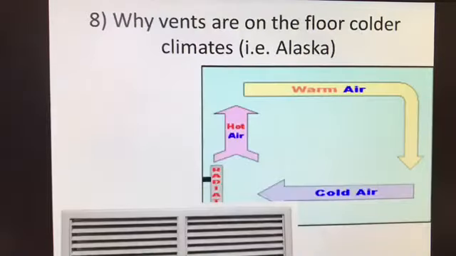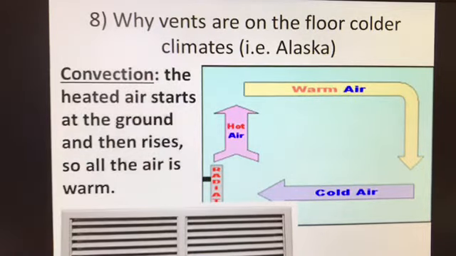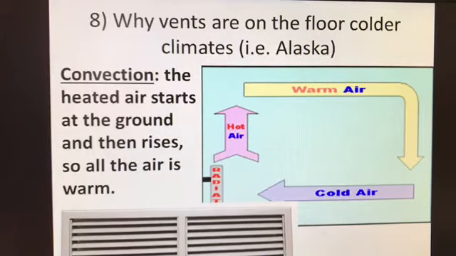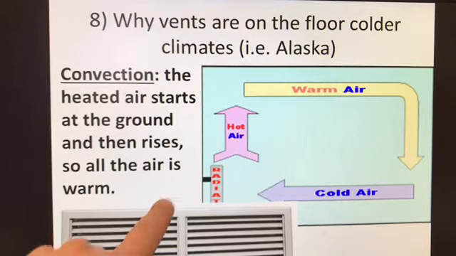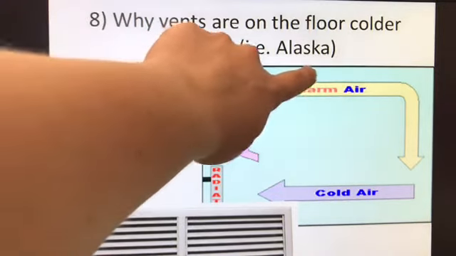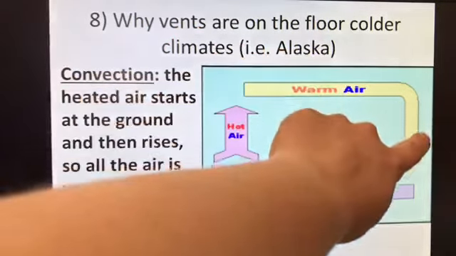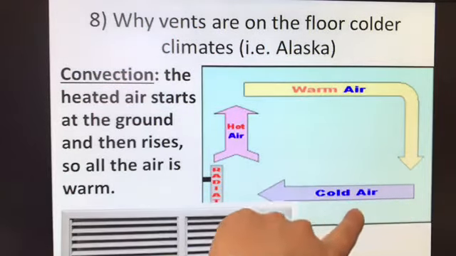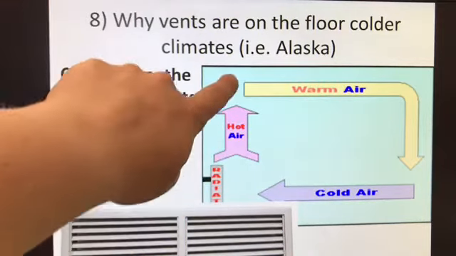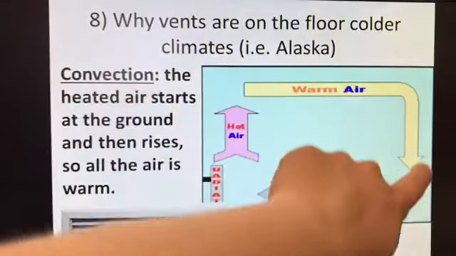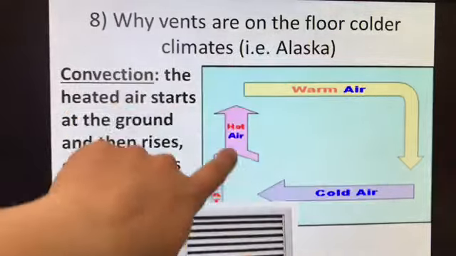Okay? Why are vents on the floor in colder climates like Alaska? So they put the vents on the floor. Why? Because of convection. The heated air starts at the ground and then it rises. And that heated air goes up and it starts to cool down. And as it cools down, it sinks. And then it goes back to the heat source and heats up and rises. And it cools down and sinks. And you get this circulating motion in the room.